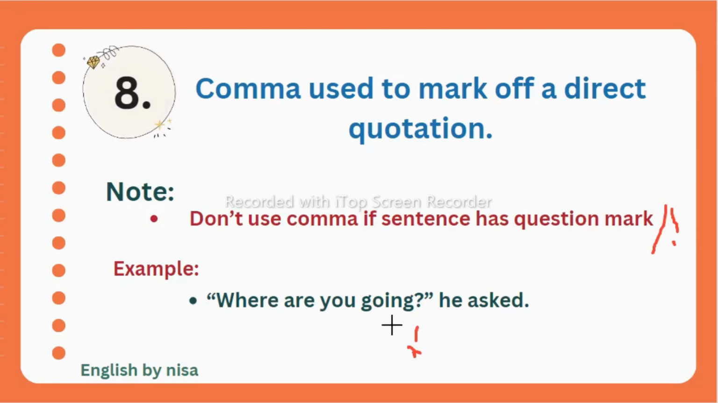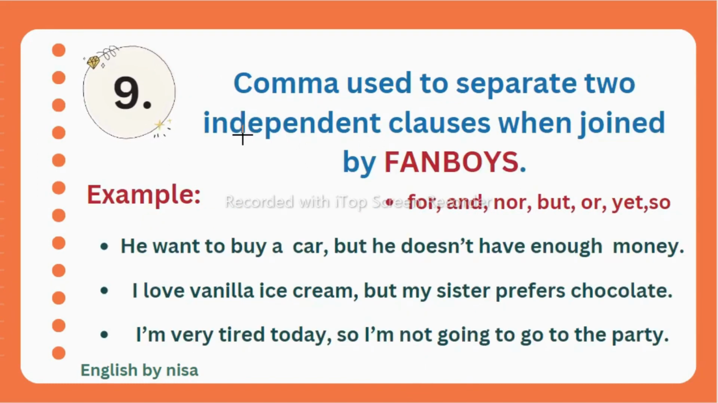"Where are you going?" This is the exact word of the speaker. He asked. So there is no need for a comma to separate this, because we have already separated it with a question mark. Now here the ninth rule is: a comma is used to separate two independent clauses when joined by FANBOYS.